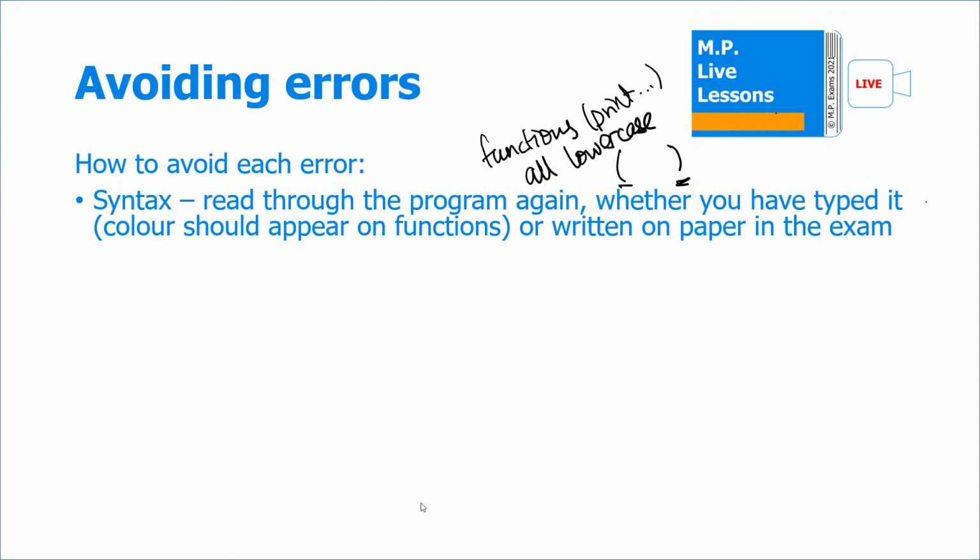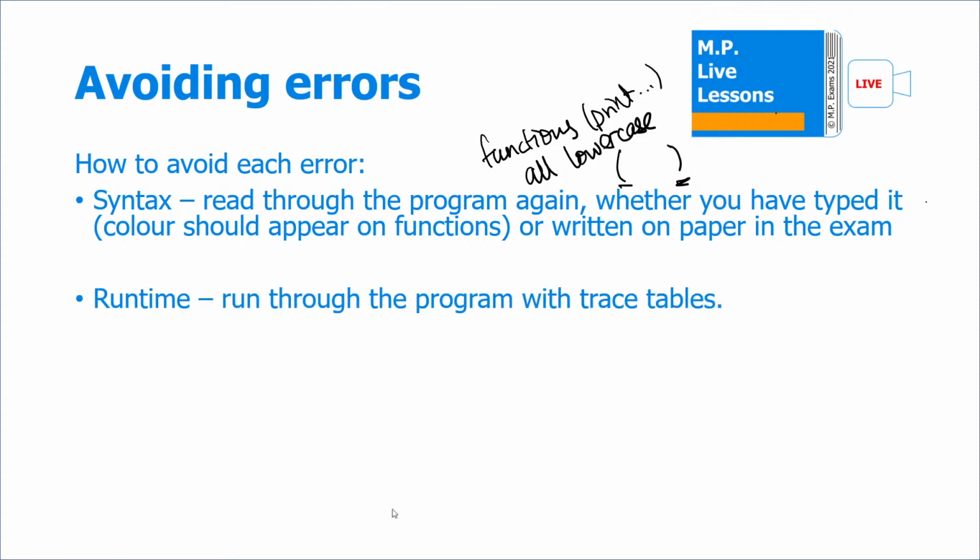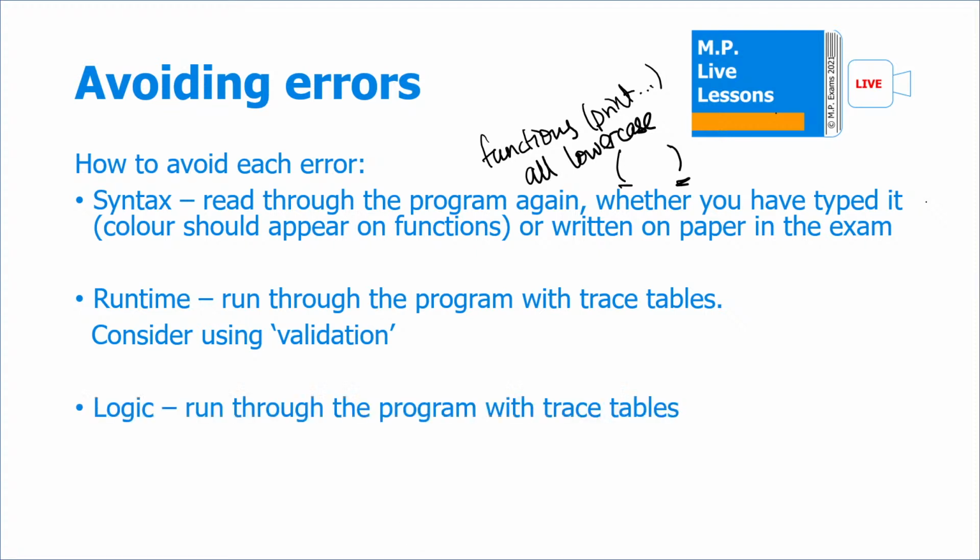The next are the runtime errors. Again, you could just run through the program with trace tables and think about using validation as well, to make sure that you can't accidentally go into an error with something that might not exist. The same could be said for logic errors, where you run through the program with trace tables. And again, you might think about using validation to make sure that you don't get data that's too large or too small, for example, with numbers.